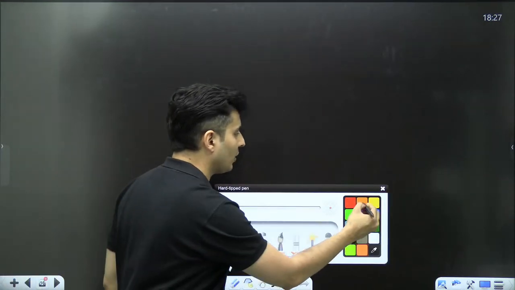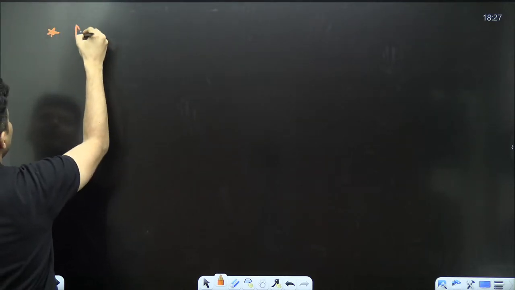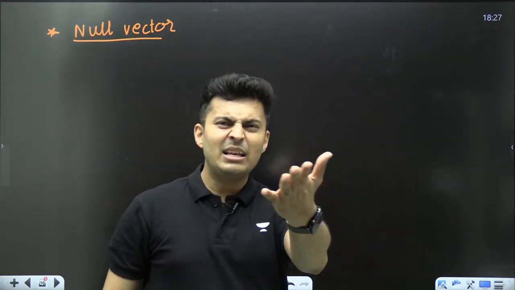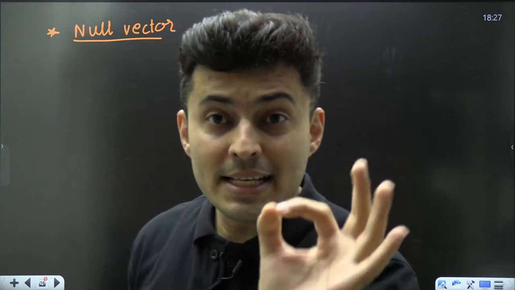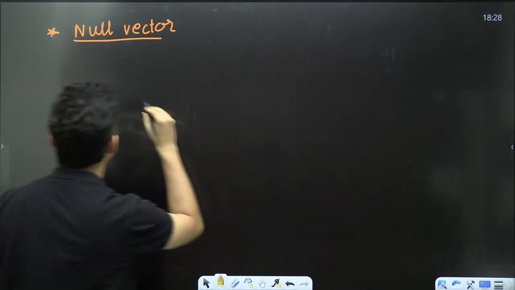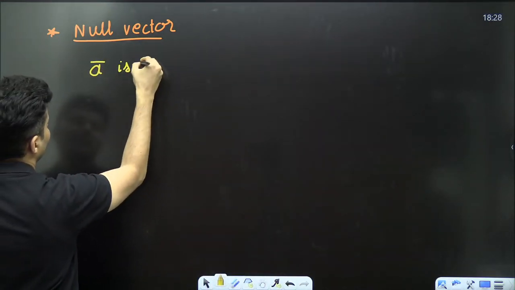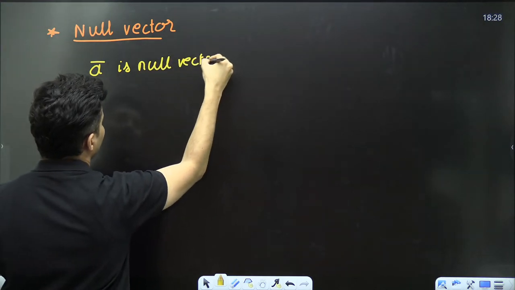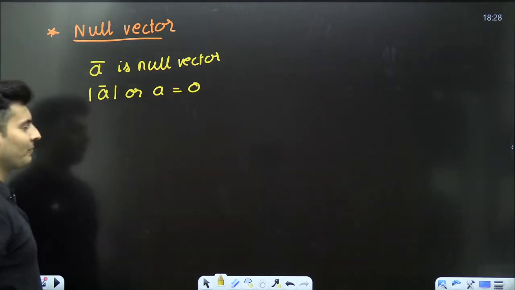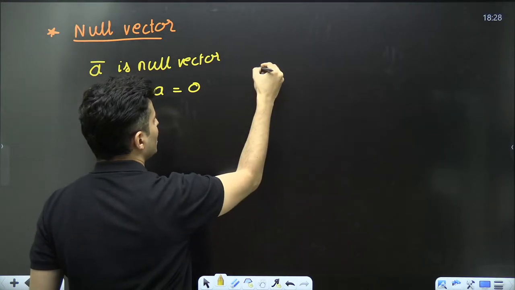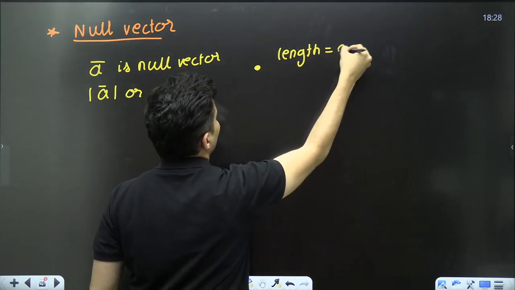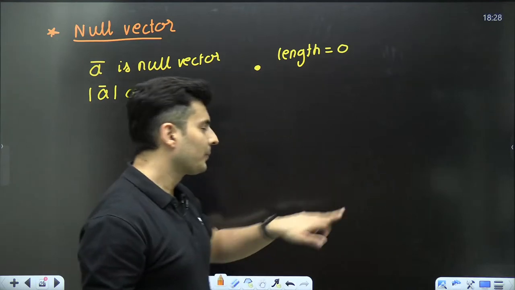Next important thing that we are going to learn is basically null vector. Null means, guys, what is the meaning of null? Null means waste, zero, nothing. So if I tell you, my dear students, that A vector is null vector, then it just means that the magnitude of A is equal to zero. That's it. You can just show it like a point. There is no length. So the length of that particular vector is zero. That's the meaning of null vector. Okay, clear, simple.